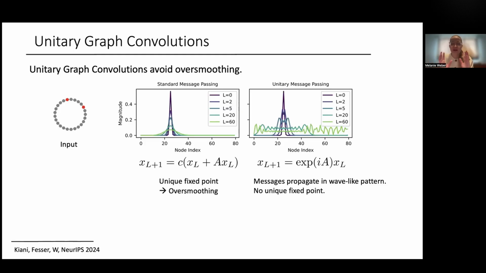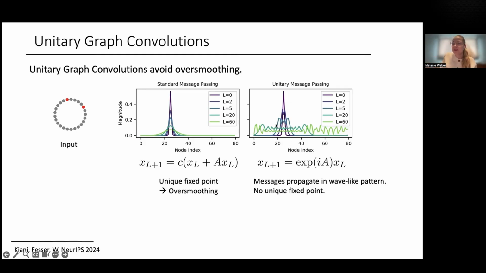So let's take again a look at this toy example of the ring task that we had earlier, and at the training dynamics. Remember, for the standard graph convolutions, we saw this very clear representational collapse that signifies or illustrates the oversmoothing effect. Now, if we do the same experiment with the unitary graph convolutions, we see that the dynamics behave very differently. They don't have this unique fixed point. They kind of propagate in a wave-like pattern across the network. So there's no unique fixed point, and therefore also no representational collapse.